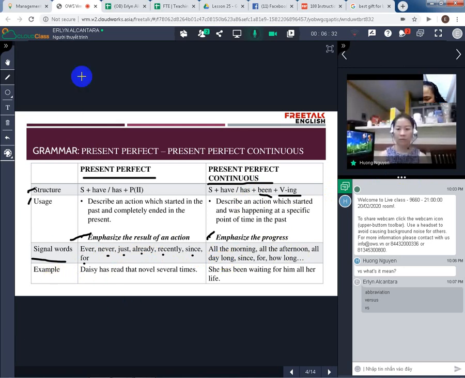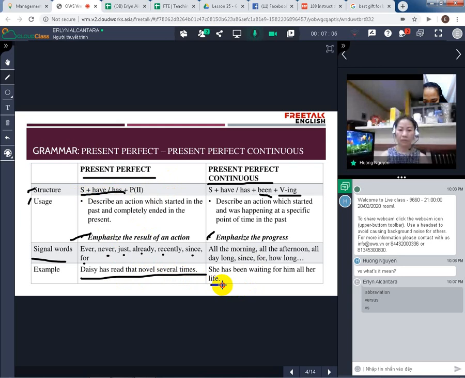Could you please read our example for present perfect? Daisy has read that novel several times. Okay. If you notice, what is our subject? The subject is Daisy. We use has because Daisy is singular. So we are following this pattern, right? And then the past participle, that novel several times. So that phrase is in present perfect.